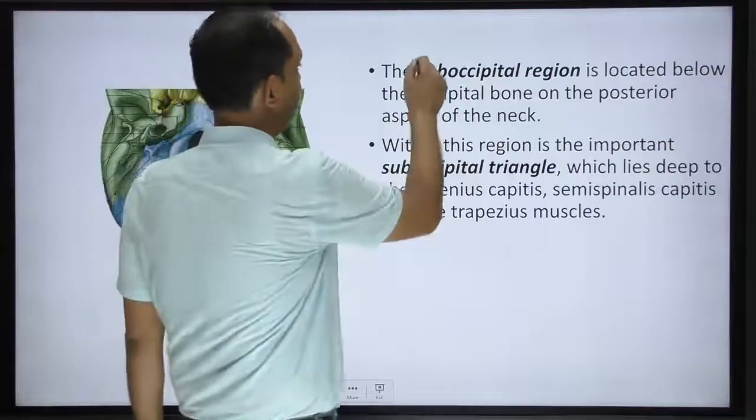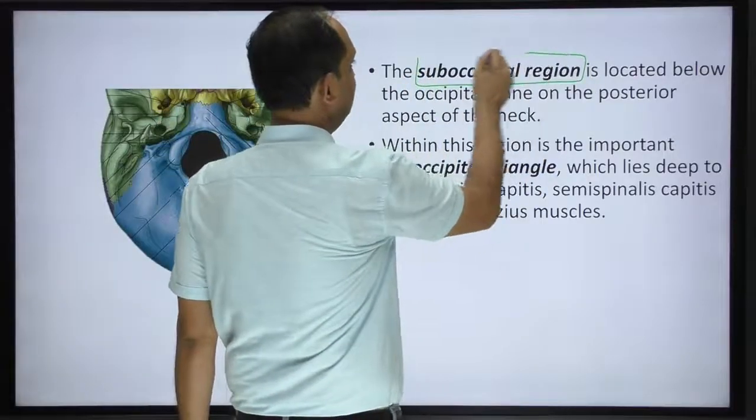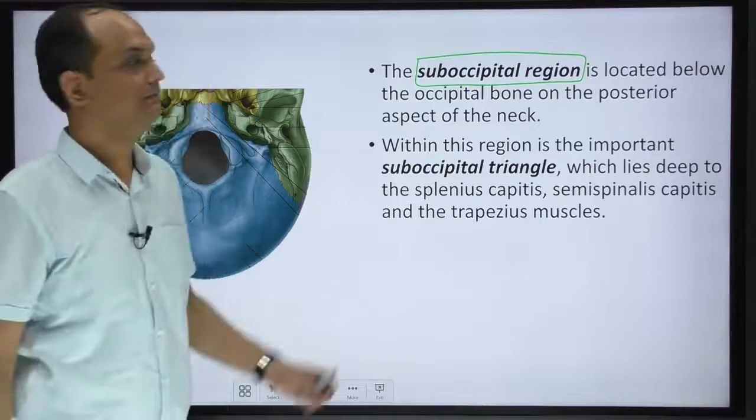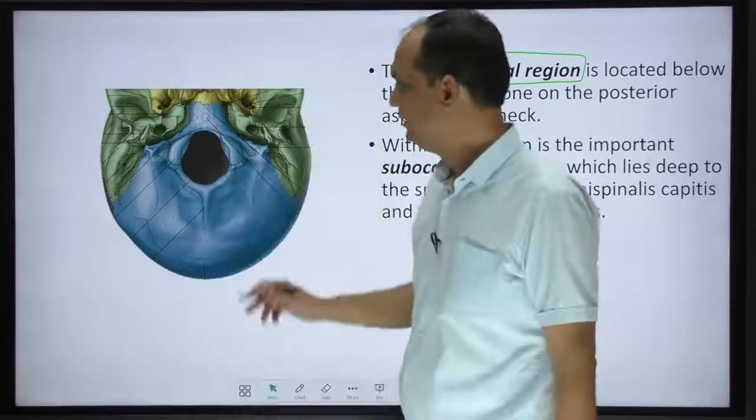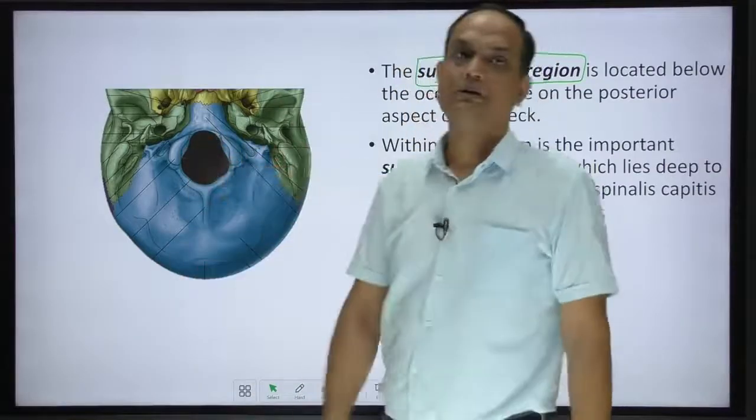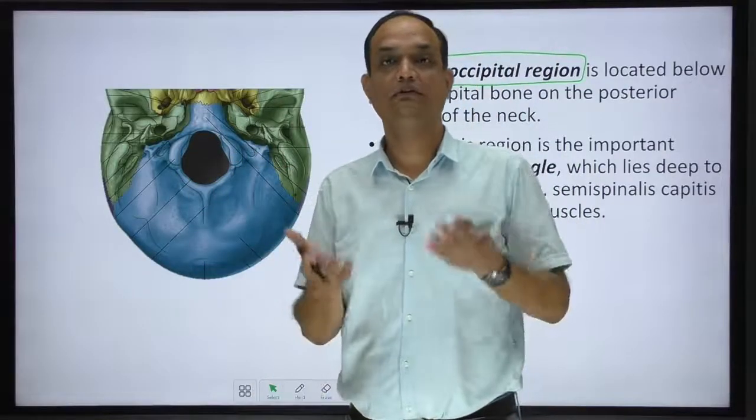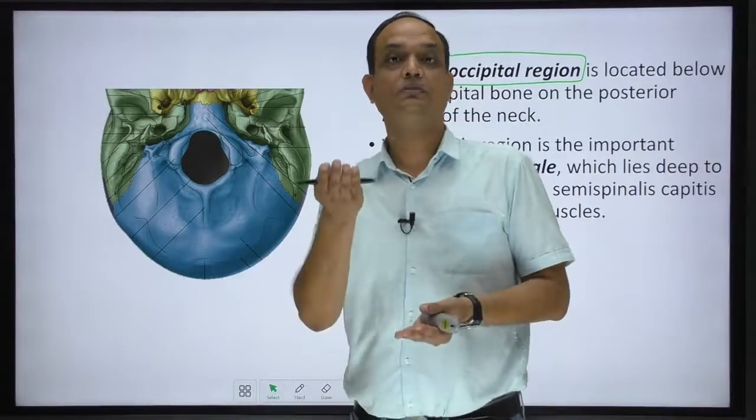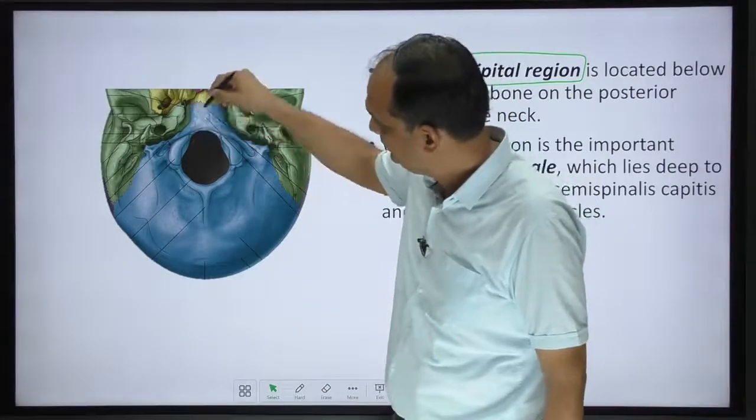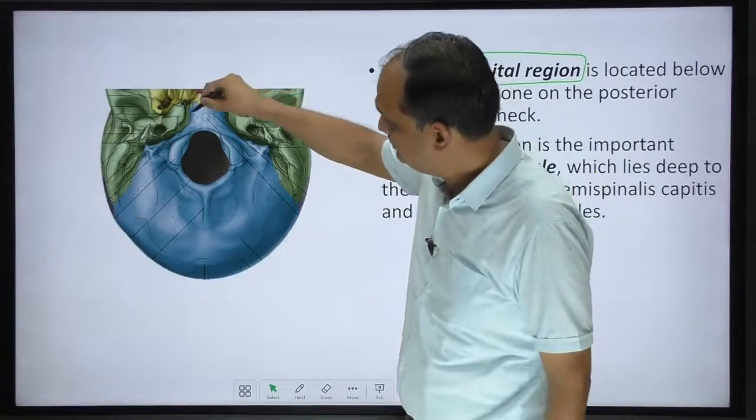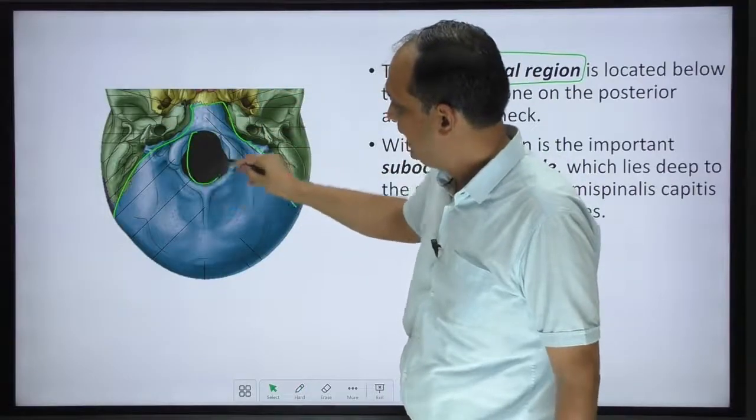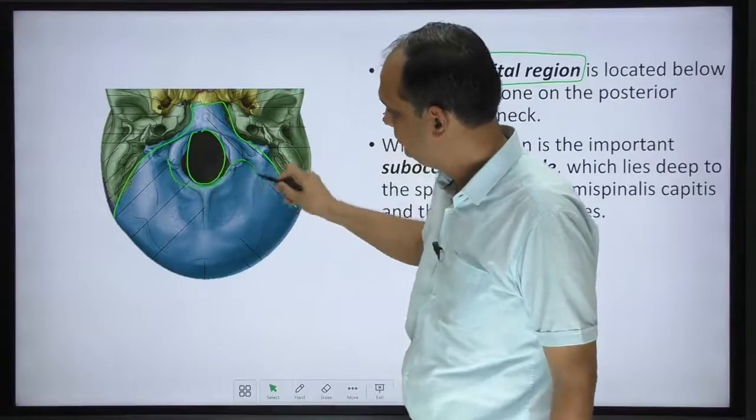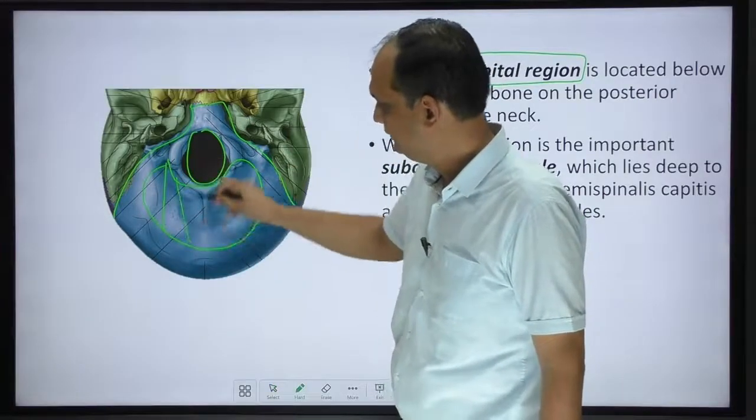This is the first thing which you should know: where we will find the suboccipital triangle. It is present in the suboccipital region. Now where will you have the suboccipital region? When you see the skull from the lower side, that is known as your norma occipitalis. In this, what you are able to see, this blue colour bone is your occipital bone. On this bone, this is the foramen magnum and this region is known as the suboccipital region. Clear?